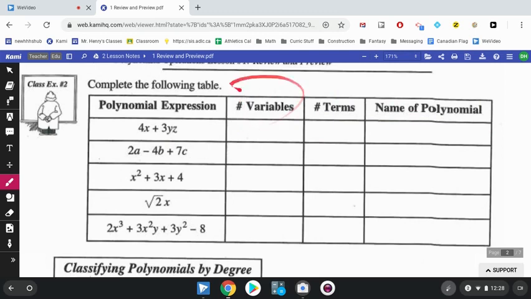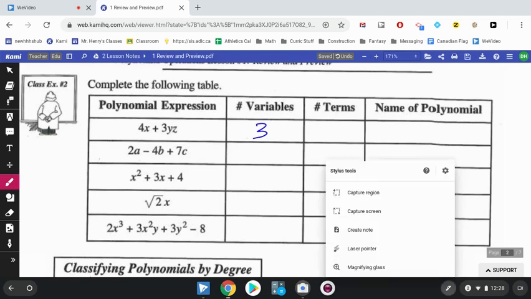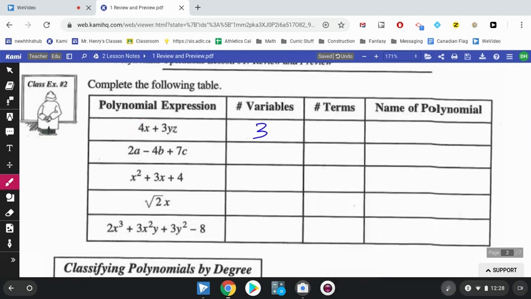This one I'm saying, how many variables are there? So how many letters are there? I see an x, I see a y, I see a z, I see 3 different types of variables. Number of terms. I think back to the start of this lesson. The number of terms, that was how many things are added or subtracted. I have 4x and I have 3yz. I have 2 terms. 2 things added or subtracted.